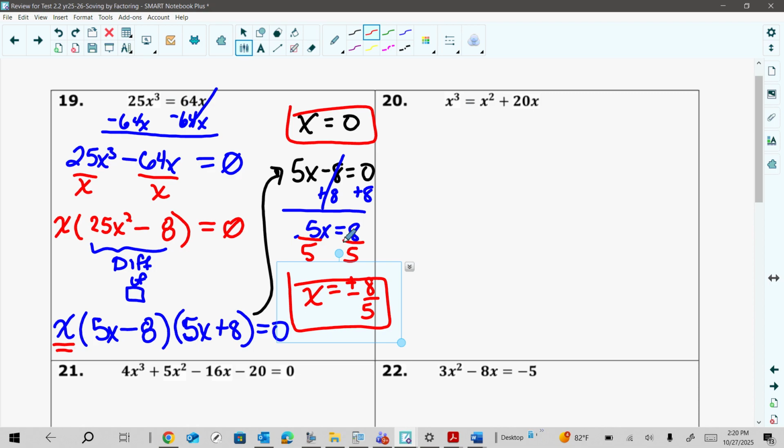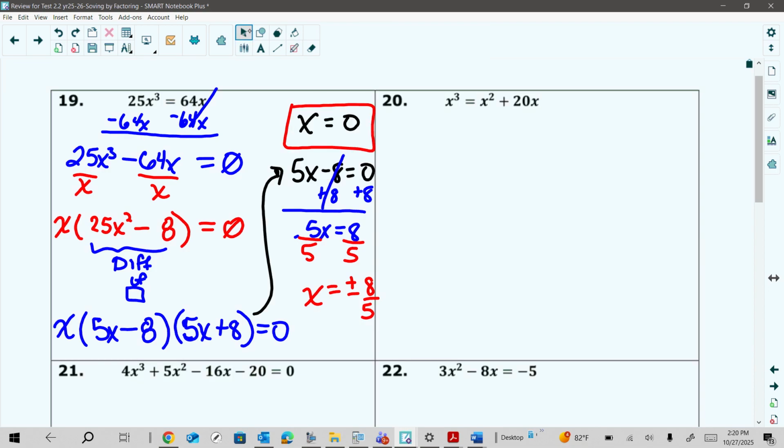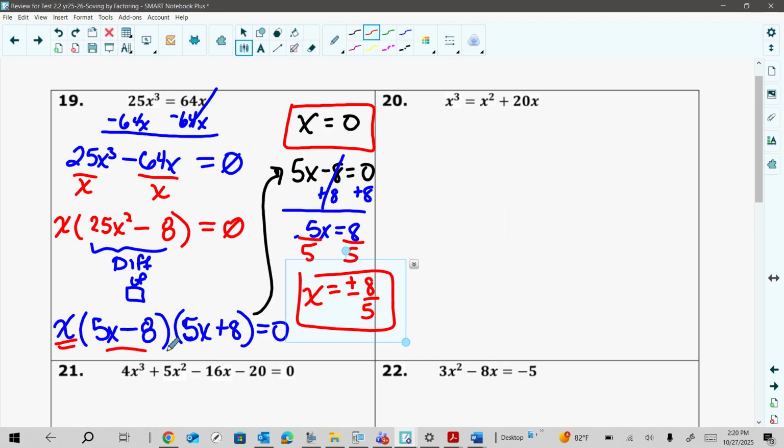And then, let me fix this, make this better. Right. X equals 0, this one. Sorry guys. That was this first factor. Get my pen to work right. And then x equals plus minus 8 over 5. So that was from these two factors that were the same. Just one's positive, one's negative.